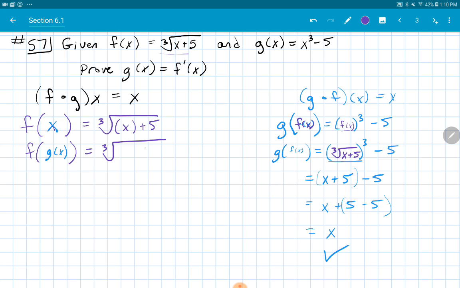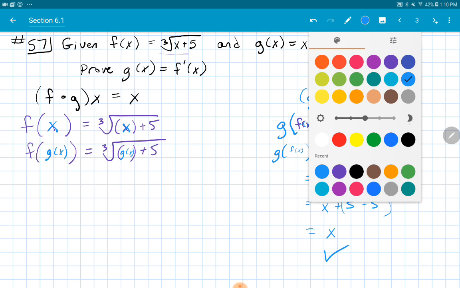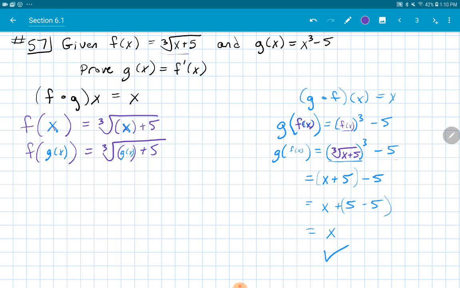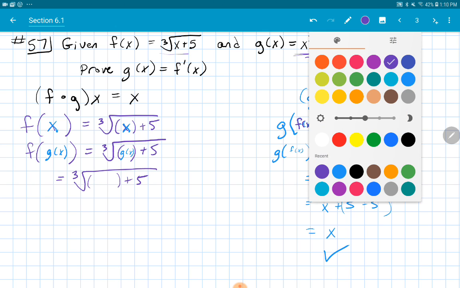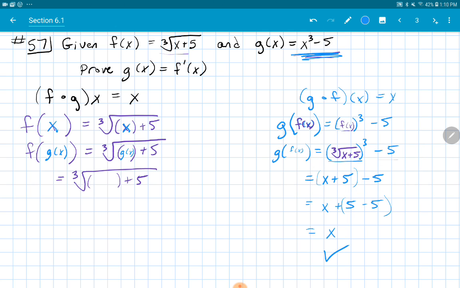So the only thing I'm replacing is that x with g of x. So this x becomes g of x. So that equals the cubed root of g of x plus 5. I'm just going to fill in what g of x is, which is x cubed minus 5. Sorry, I should have done that in blue. X cubed minus 5. Okay.